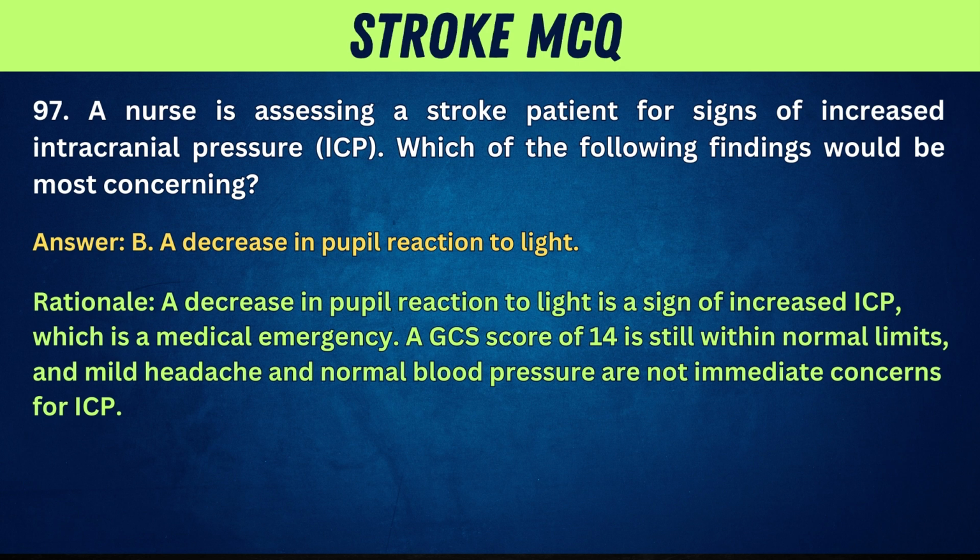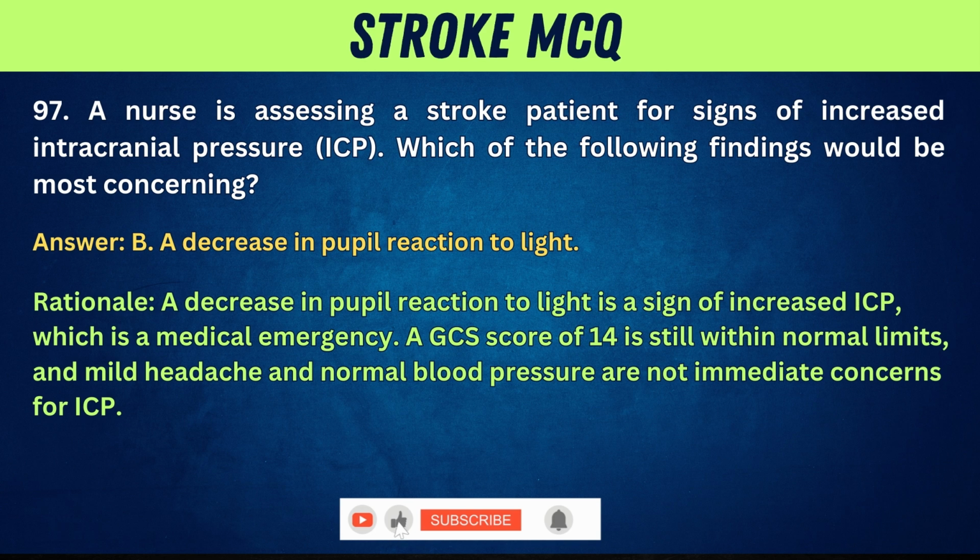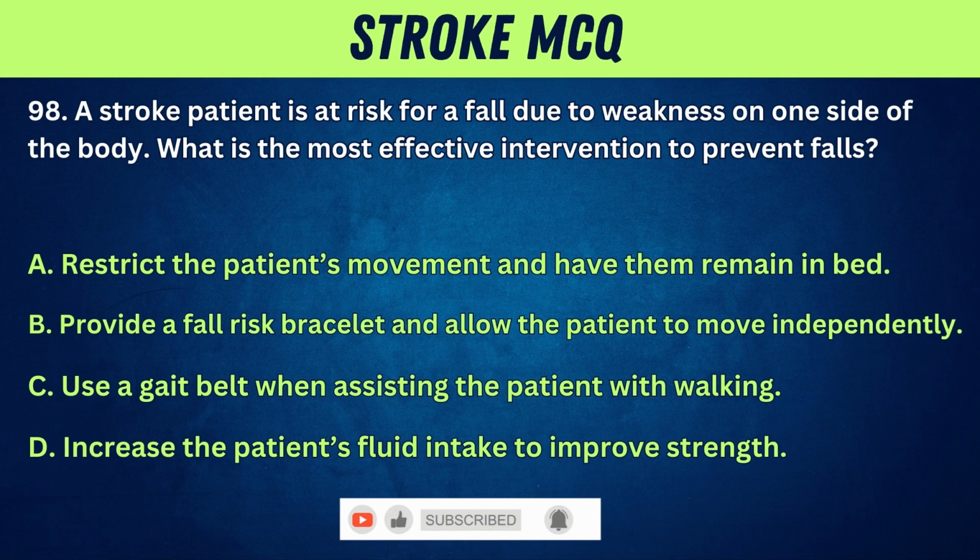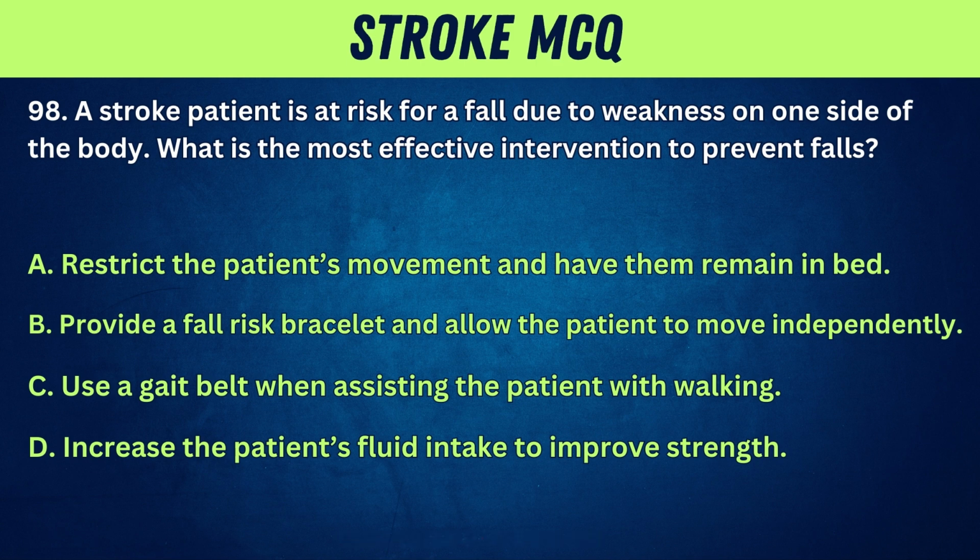Rationale. A decrease in pupil reaction to light is a sign of increased ICP, which is a medical emergency. A GCS score of 14 is still within normal limits, and mild headache and normal blood pressure are not immediate concerns for ICP. 98. A stroke patient is at risk for a fall due to weakness on one side of the body. What is the most effective intervention to prevent falls?